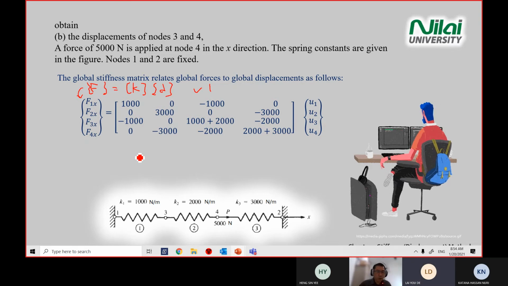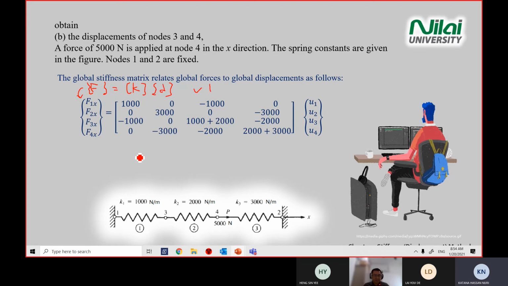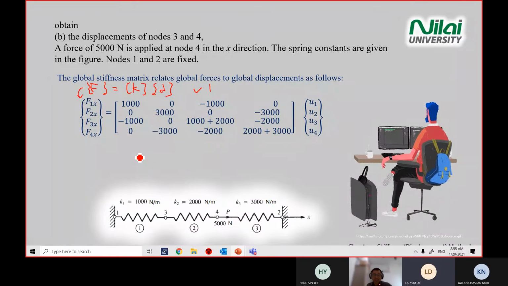Katana, can you explain to Lai? Point number one, is it homogeneous or non-homogeneous, and why? I would say homogeneous because point one is attached to a fixed station, so it won't move. The displacement would be zero. Correct. Lai, do you understand what Katana is trying to say? So does point one move or not, Lai? No.